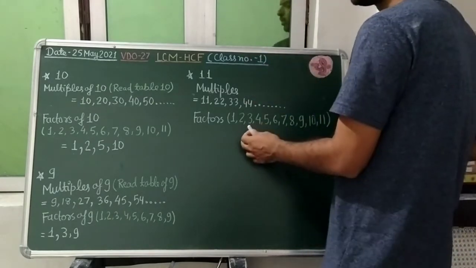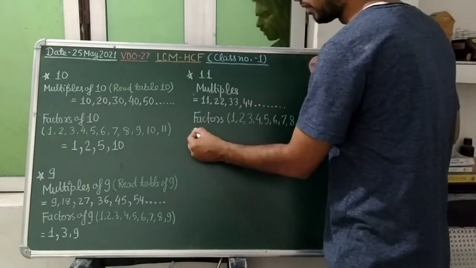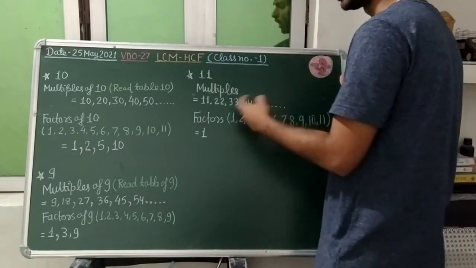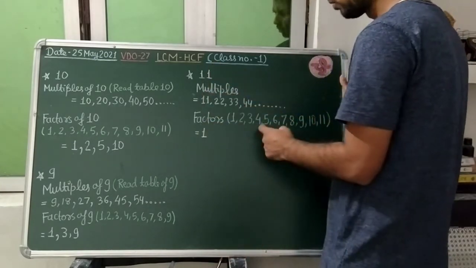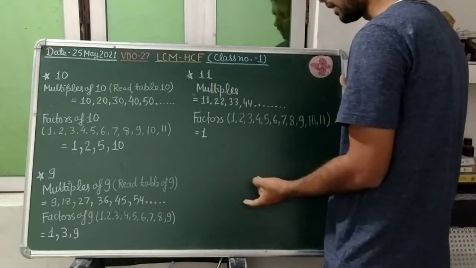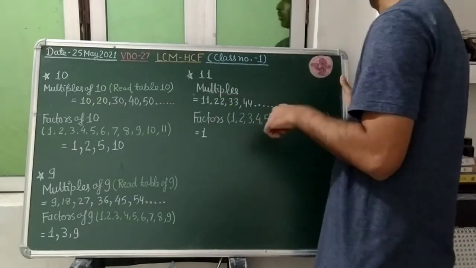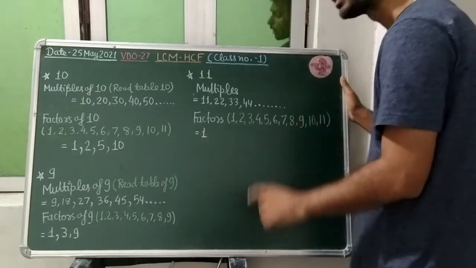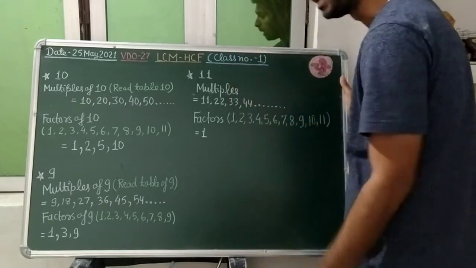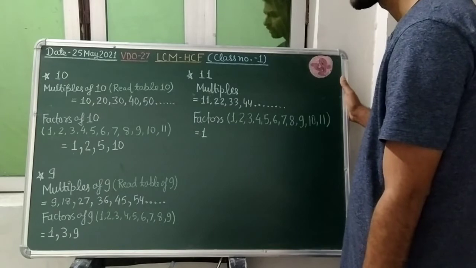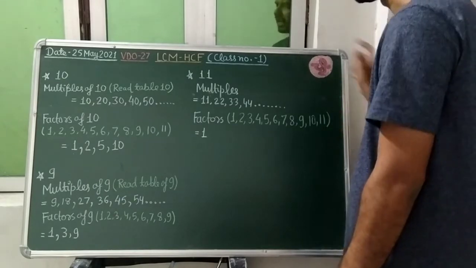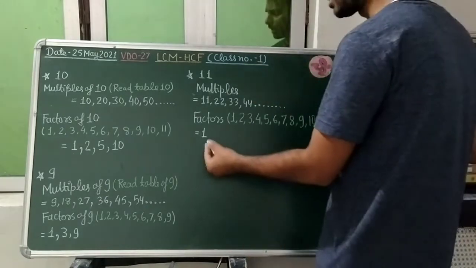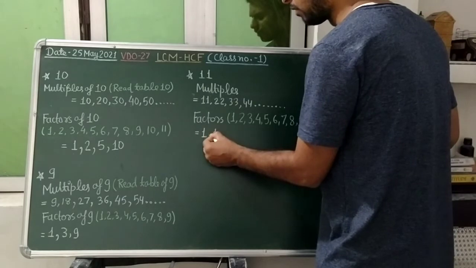So students, will 1 divide 11? Yes, 1 will divide 11, so 1 will be a factor of 11. Will 2 divide 11? No. Will 3? No. 4? No. 5? No. 6, 7, 8, 9, 10: you will see that 2 through 10 do not divide 11 completely. You can check. And will 11 divide 11? Yes, 11 will divide 11 completely. So the factors you get are 1 and 11 only.